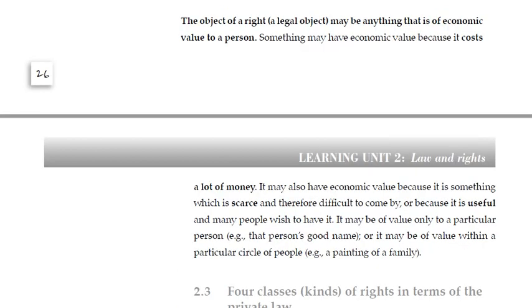So now we are going to look at the definition of a legal object. It says here, the object of a right, a legal object, may be anything that is of economic value to a person. Something may have economic value because it costs a lot of money. It may also have economic value because it is something which is scarce and therefore difficult to come by, or because it is useful and many people wish to have it. It may be of value only to a particular person, that person's good name, or it may be of value within a particular circle of people, e.g., a painting of a family.